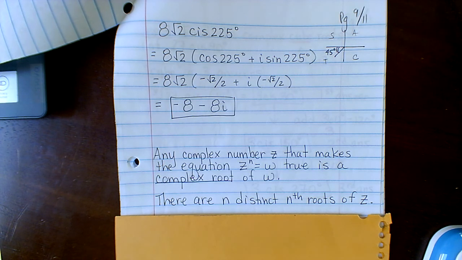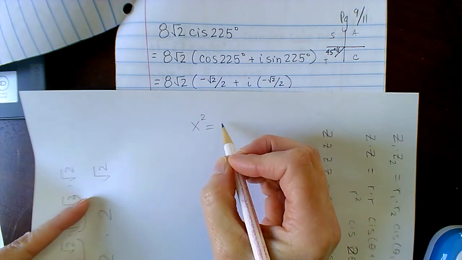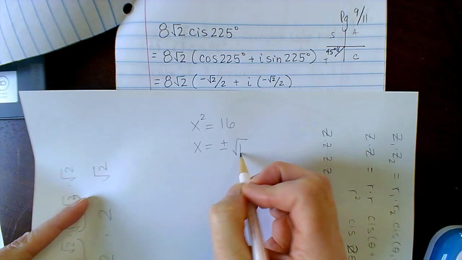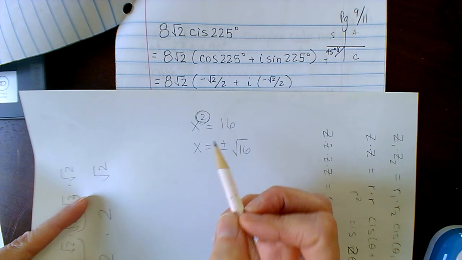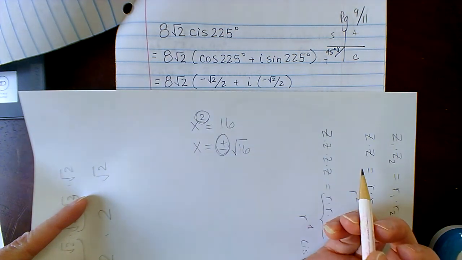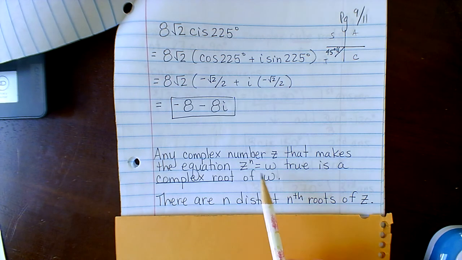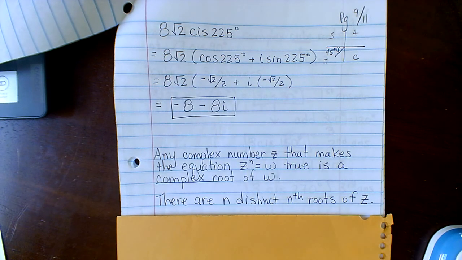So think of it like the square root. Remember how when we took a square root of something, like if we had x squared equals 16, then we would say that x is plus or minus the square root of 16? That's because this exponent right here, when we go to take that square root, we're going to have two answers. Same thing happens here. We're going to have this many answers when we take an nth root.